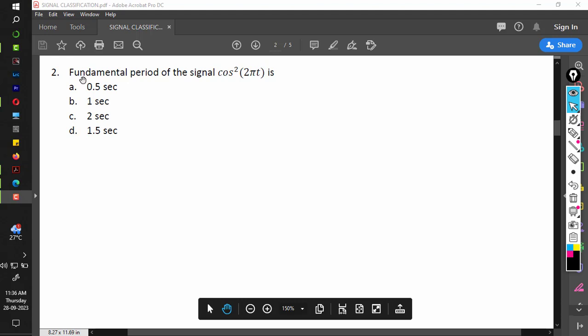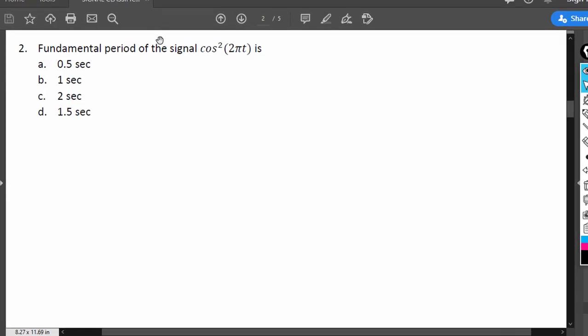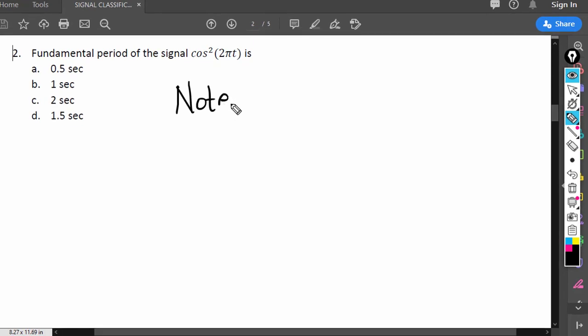The second question is asking me to find the fundamental period of the signal cos²(2πt). Okay, and the options are: A is 0.5 second, 1 second, 2 seconds, 1.5 seconds. Take a note here. And what is that note?